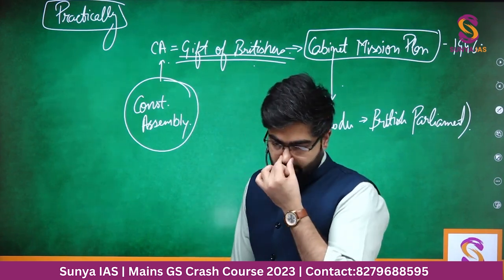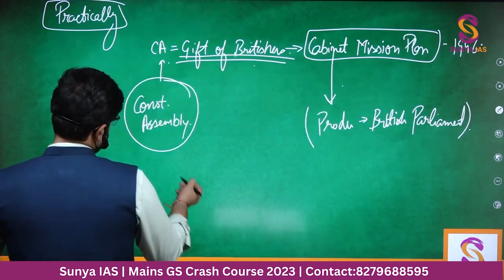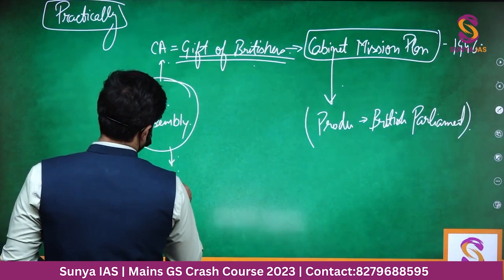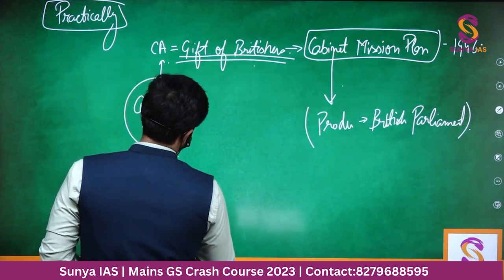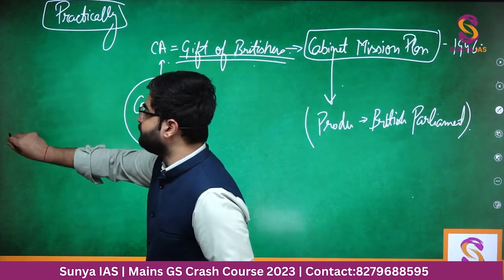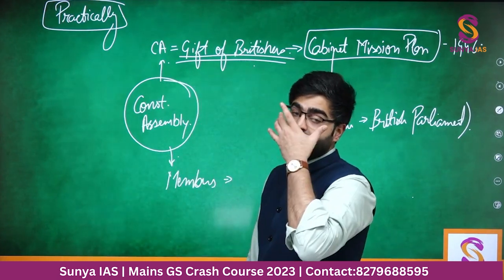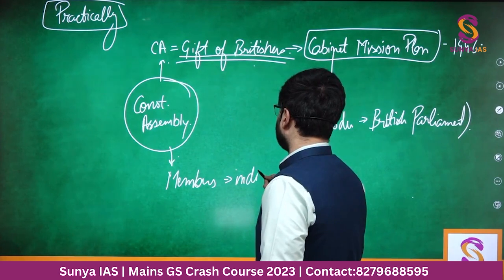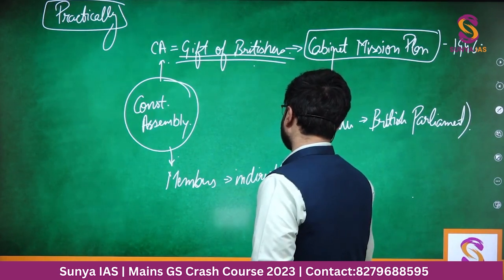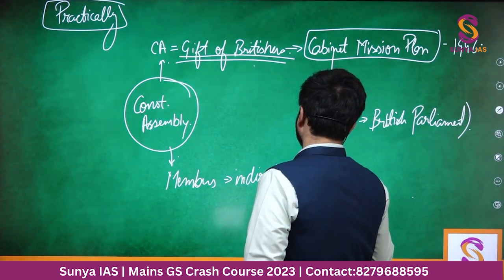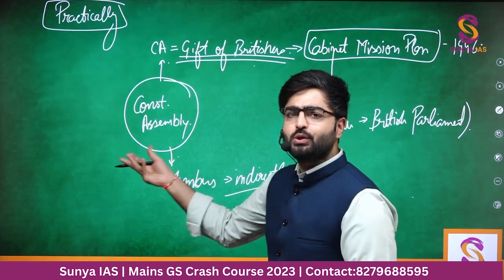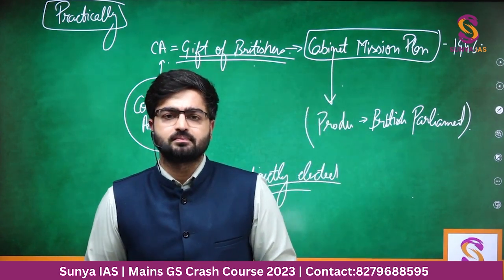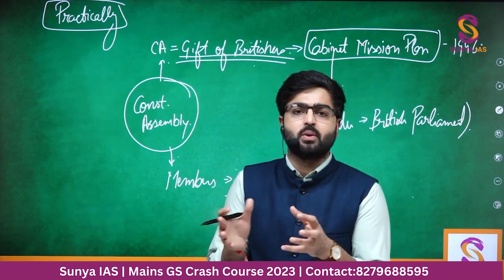Okay, then the next thing is, again, countering the view which the Congress Working Committee gave in 1934, the members were indirectly elected. And you know how? Here again you can quote the stats. These are the two dimensions in which this question can be addressed.